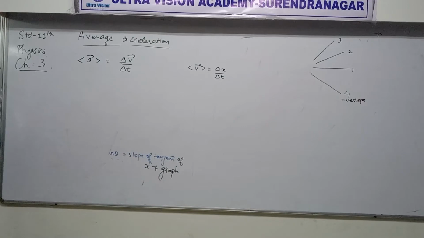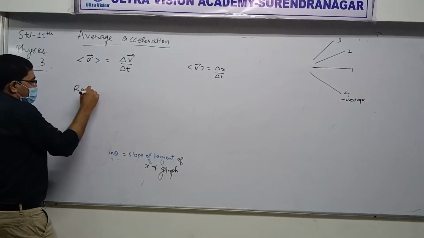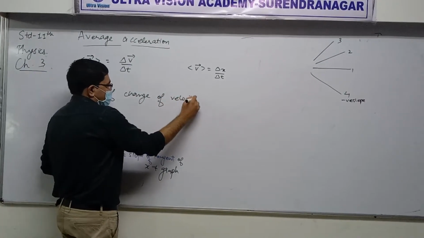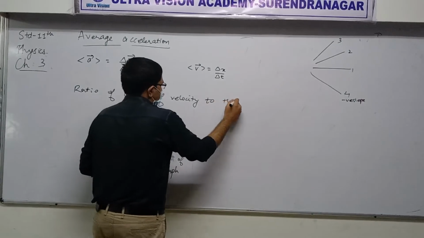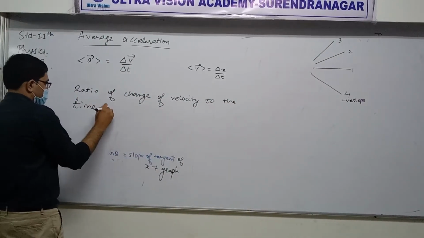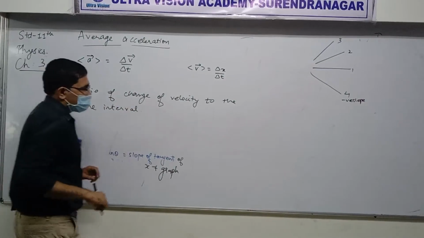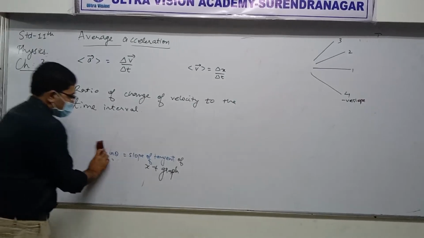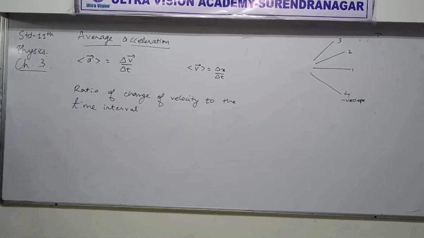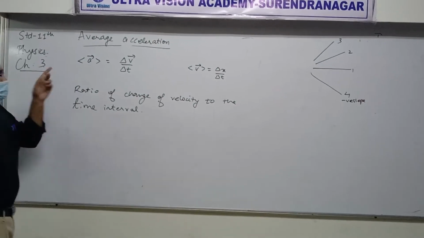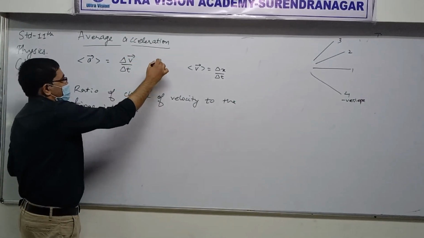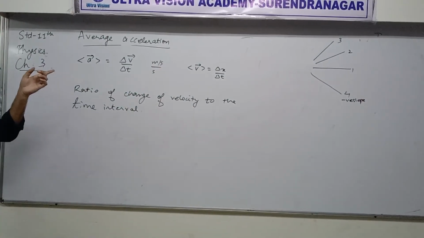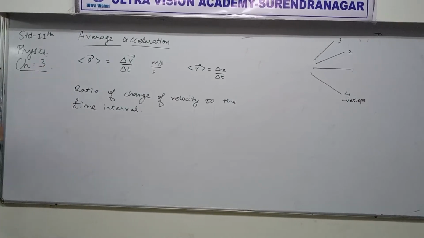Delta v vector is the change of velocity. So it is the ratio of change of velocity to the time interval. Definition is used more than the formula. What will be the unit? Change of velocity will be meter per second, and this will be second. So the unit will be meter per second square. Average acceleration is a vector.